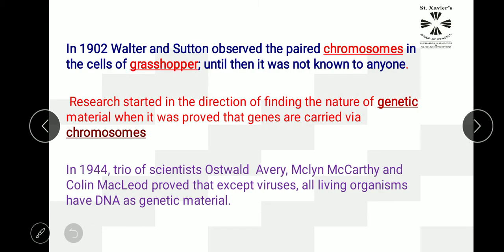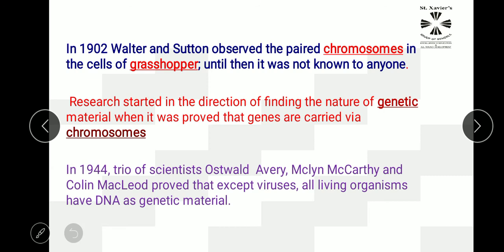After Hugo de Vries, in 1902, Walter Sutton observed the pair of chromosomes in the cell. Till 1902, the world was not aware of chromosomes. Today we know that chromosomes are there in the nucleus, and chromosomes are made up of DNA. Each segment of DNA is called a gene. Even inside the genes, we have information. But in 1902, till that time, the world was not aware about genes.